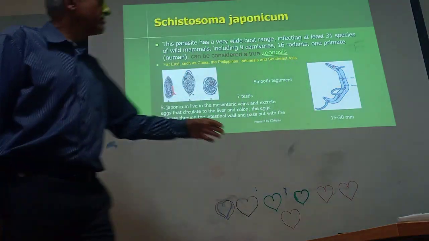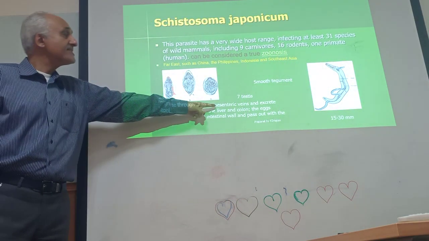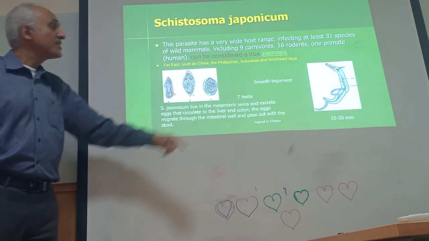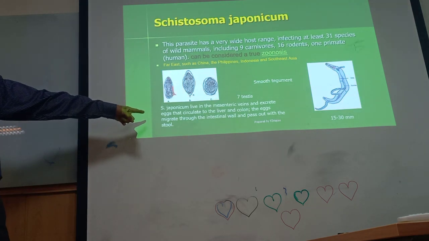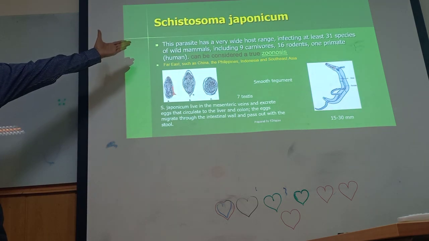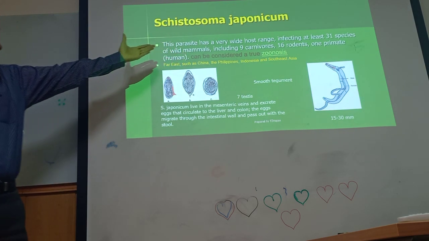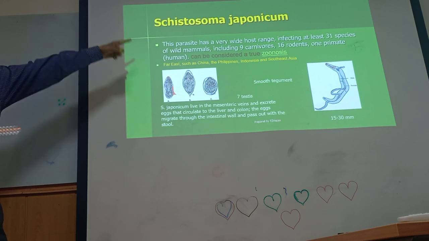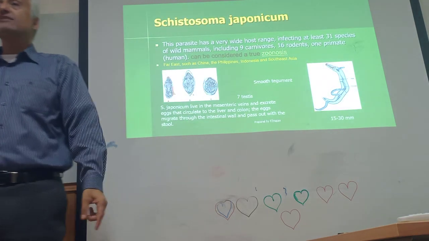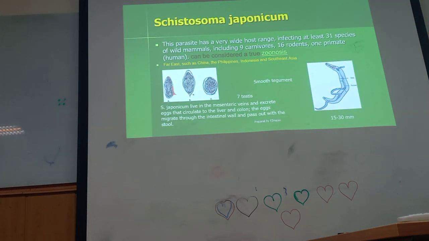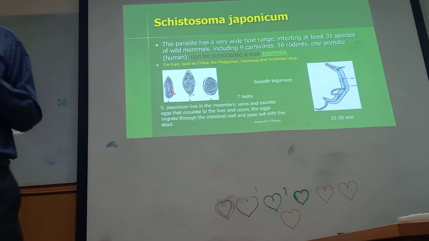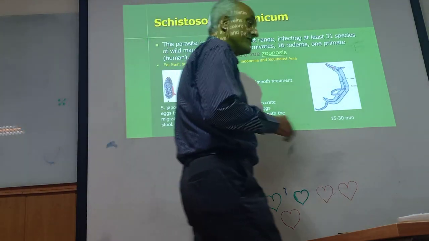For japonicum, the worms live in the mesenteric vein and excrete eggs that circulate to the liver and colon. The eggs migrate through the intestinal wall and pass out with the stool. Again here, this parasite has a very wide host range, infecting at least 31 species of wild mammals. Japonicum, I mean. So you can consider it a zoonosis. If somebody asks you what is the zoonotic one among these three, japonicum is very clear from this description.